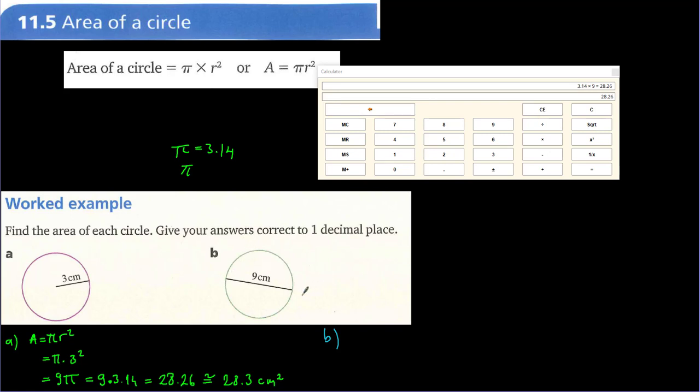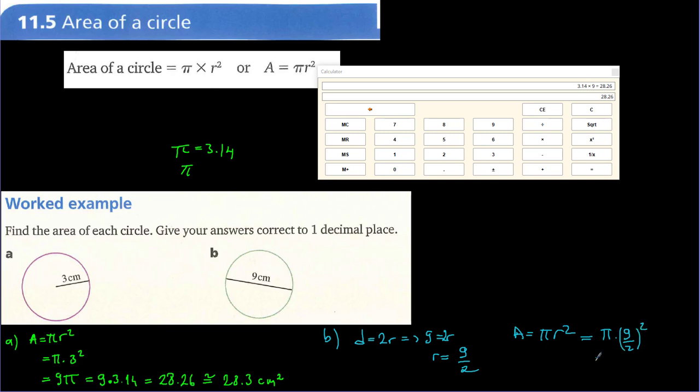As you see, the diameter here is equal to 9 centimeters. So if the diameter is equal to 2r, and 9 is equal to 2r, then it means that r is equal to 9 over 2. So with respect to this, the formula for the area is pi r square, which is equal to pi times (9 over 2) square.